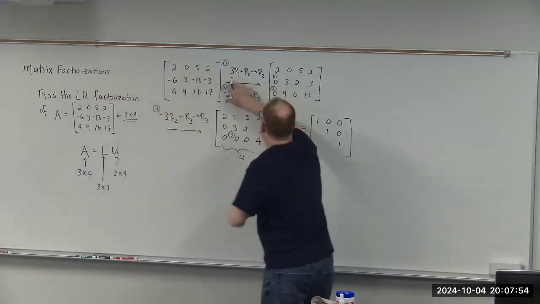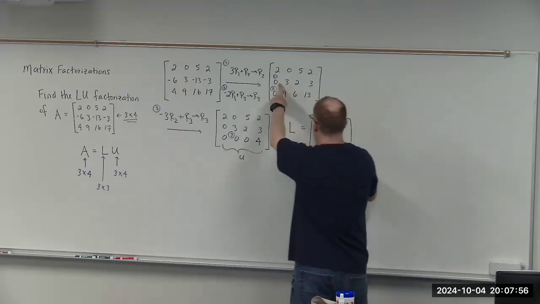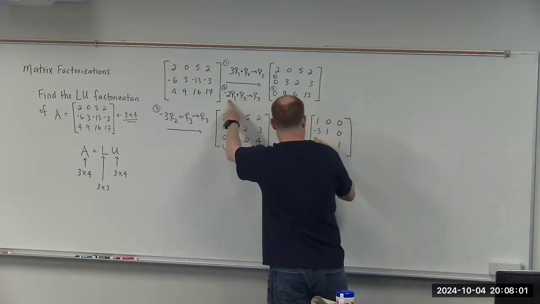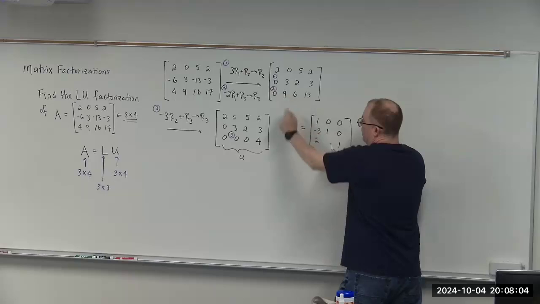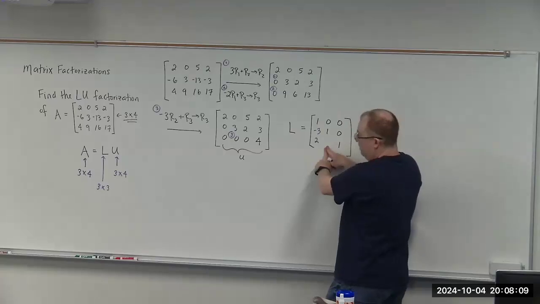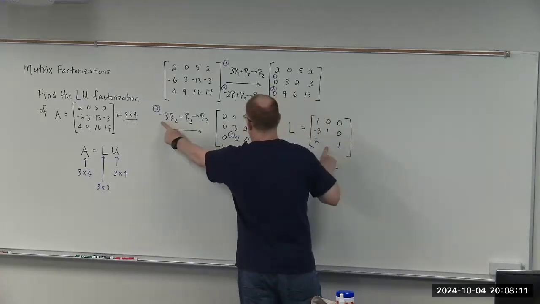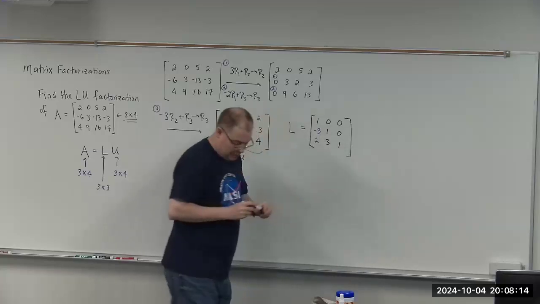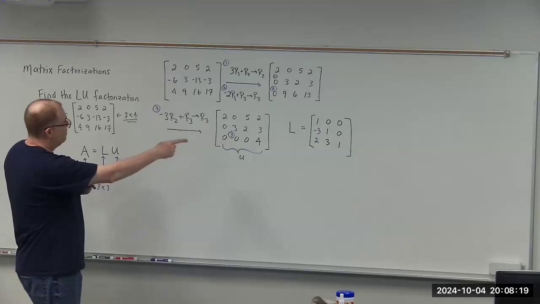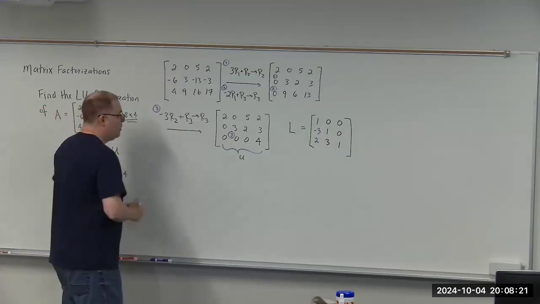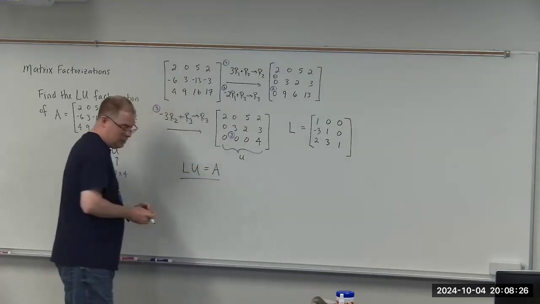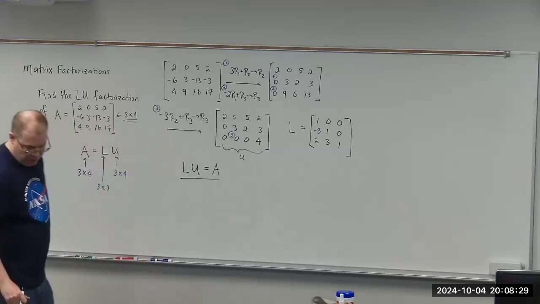So that's affecting that position. So that's minus, you take the opposite. For the second one, we use minus 2, so that's going to become positive 2. And then the third one, for that entry, which corresponds to this entry, that's going to be positive 3. There it is. So you can check the result. You can take L times U, and you see you end up getting A. Okay, so that's our LU factorization.